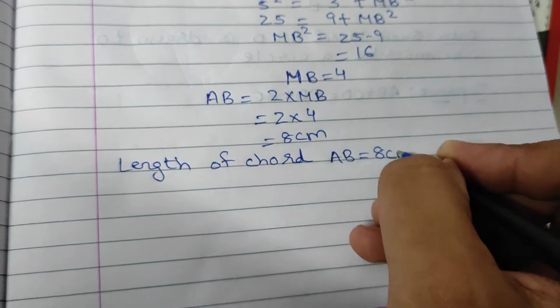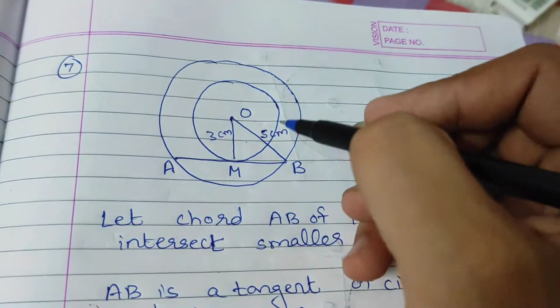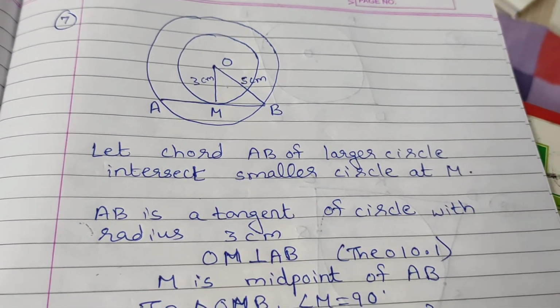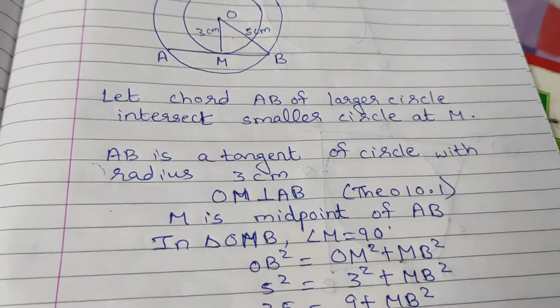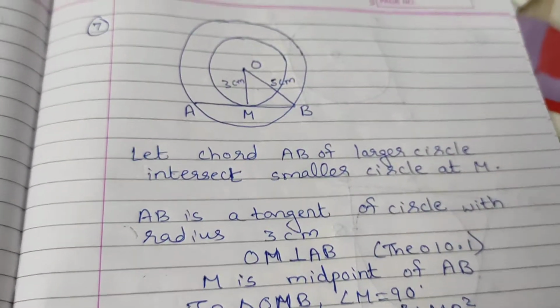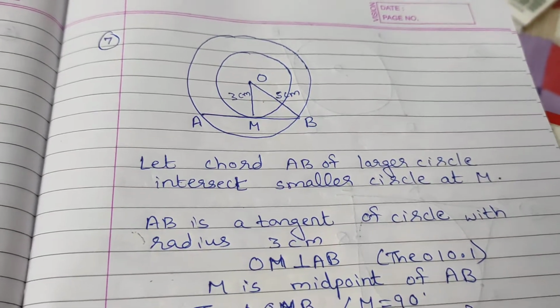Now this sum is asked very often in the exams, where we are given two concentric circles and we need to find the length of the chord of the larger circle which touches the inner circle. Fine students. So now we begin with sum number 8, which is a prove that type of sum.